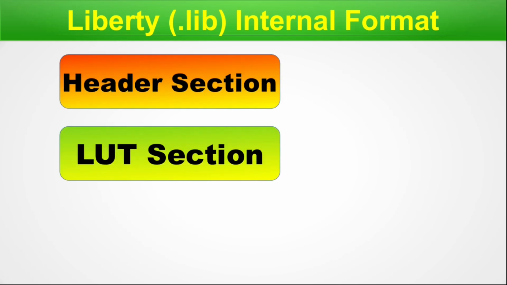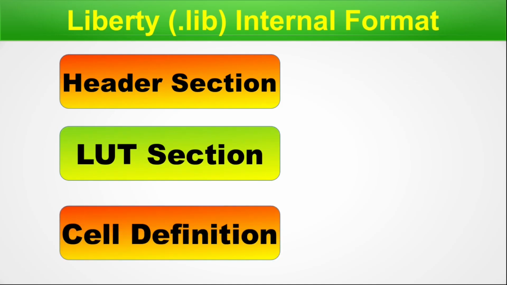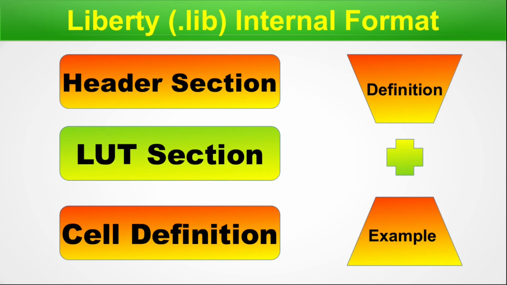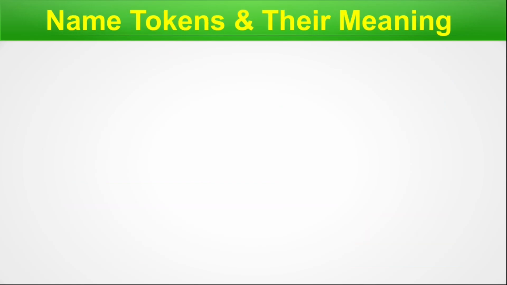So the sections are like this. There will be a header section, the LUT, that is lookup table section, and third, the cell definition. So these are the major sections inside the .lib file. And in this presentation, I will go through the definition plus example of all of these sections in upcoming slides. So we are done with this particular slide. So let's move on.